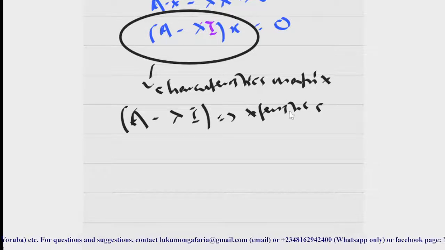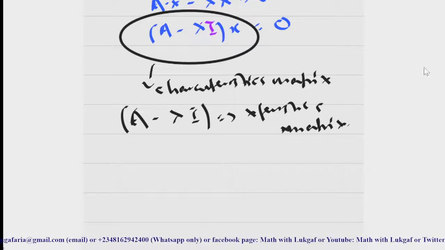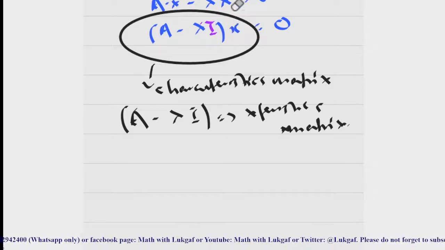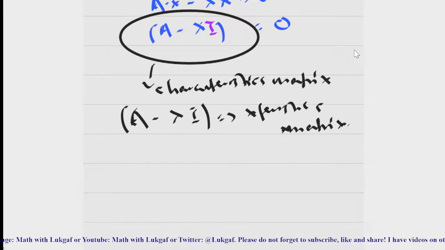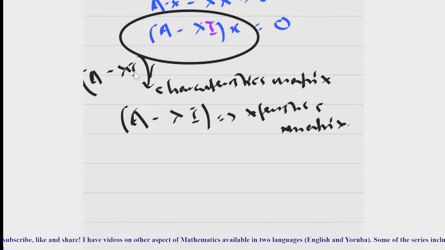Sorry, it doesn't include x. Let me just clean it. That doesn't include x. This matrix alone is the characteristic matrix. I'm going to explain when it includes x. But maybe I should just write it to avoid confusion. So this is A minus lambda I. It is this expression that gives the characteristic matrix. I hope you understand now.